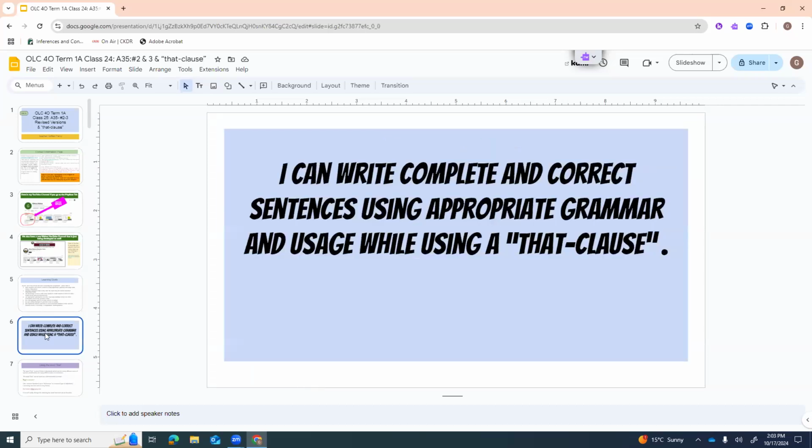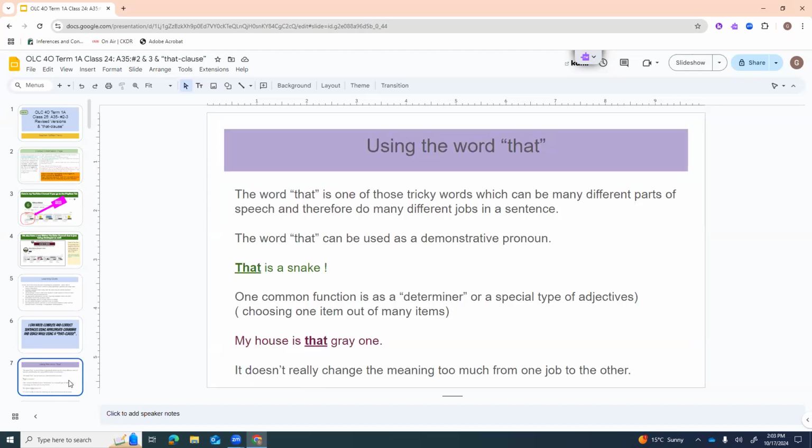Okay, so we're going to look at completing sentences using the that clause. And we're tackling this because I noticed when I was marking things last year that sometimes people were using the word that in kind of a funny way. And I realized that that's because it's one of those words that has multiple meanings, and people were aware of one meaning and not necessarily aware of the other meaning. That was causing some problems.